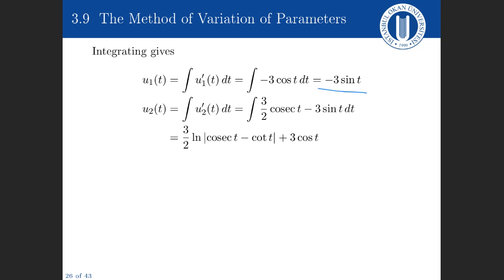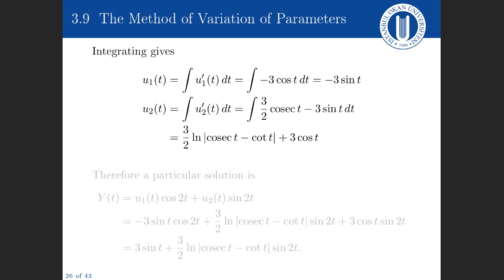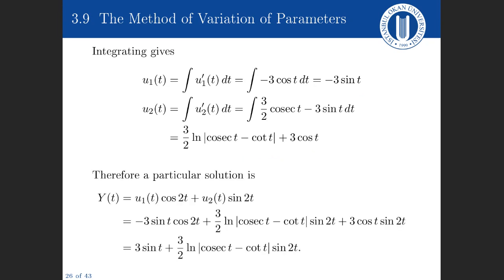The integral of cos is sine. The integral of cosec t is the natural logarithm of the absolute value of cosec t minus cotan t. And then the integral of minus sine is cos. And that's what we need to do. Then we can write down the answer. Now we know u1 and u2, we can write down capital Y is u1 cos 2t plus u2 sine 2t. Substituting u1 and u2, simplify a little bit, and we get the answer to this problem.